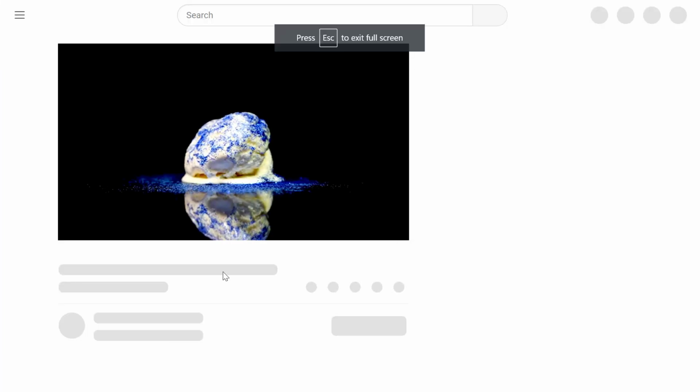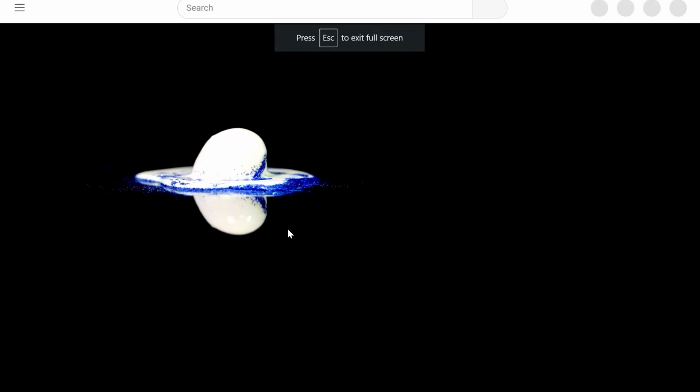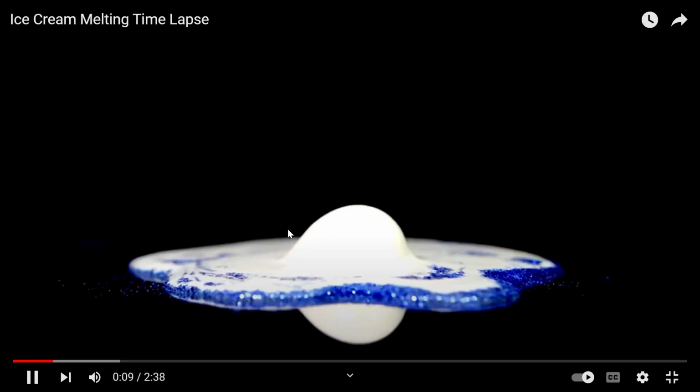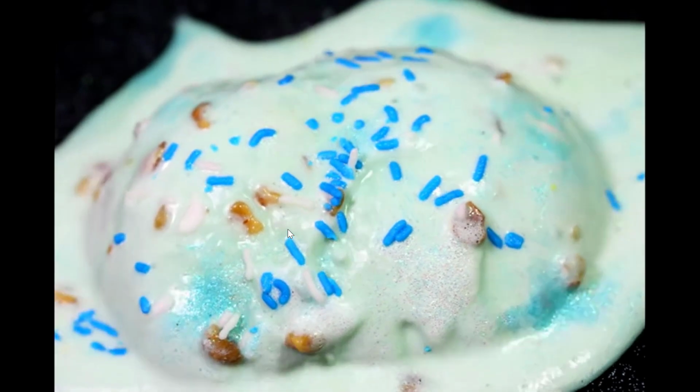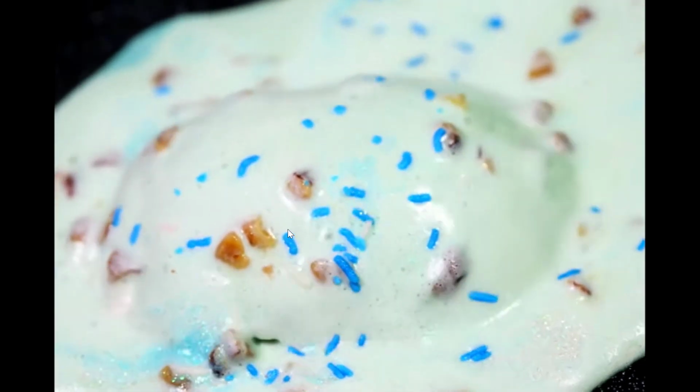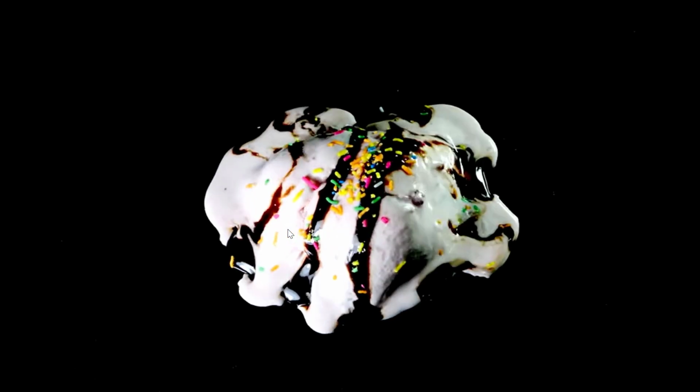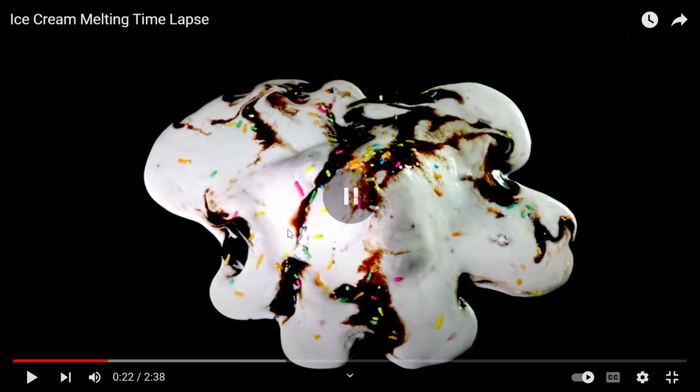So here's ice cream time lapse. I'm melting. Notice how it lost its shape. Solids have a distinct shape. Liquids take the shape of the container, which is the flat bottom. Look, more melting. Okay, that's good.